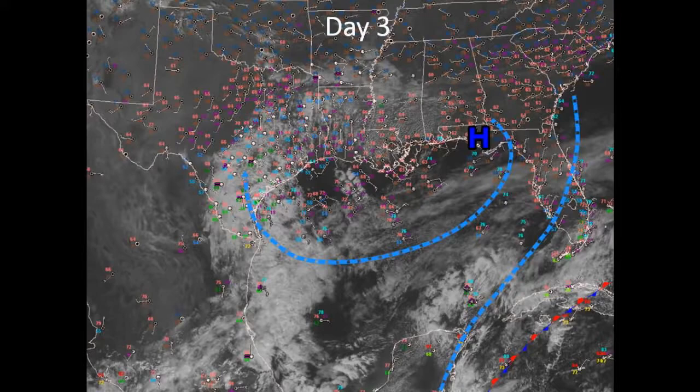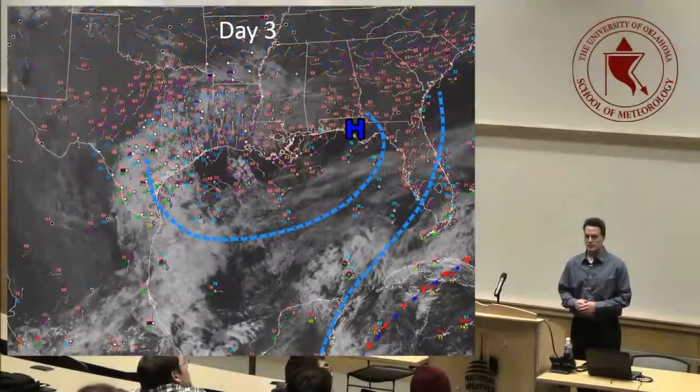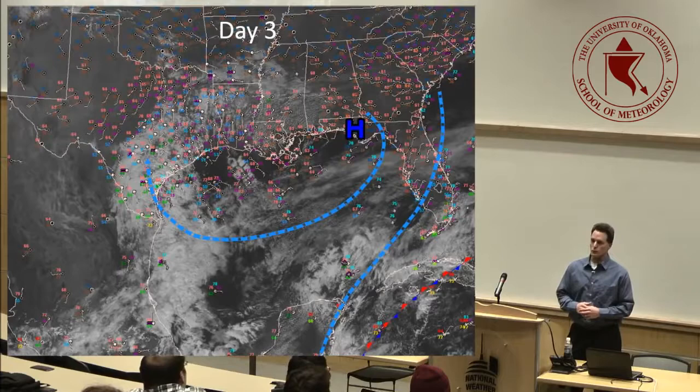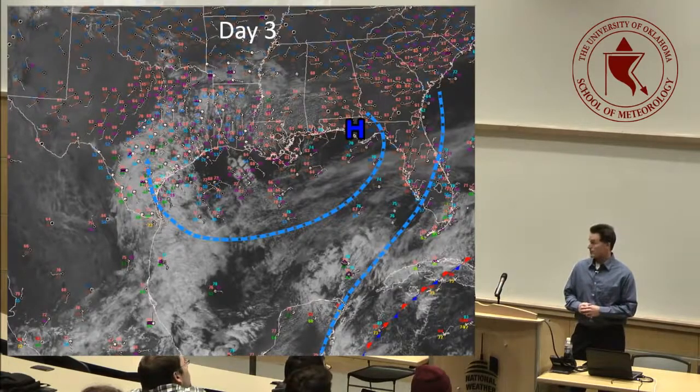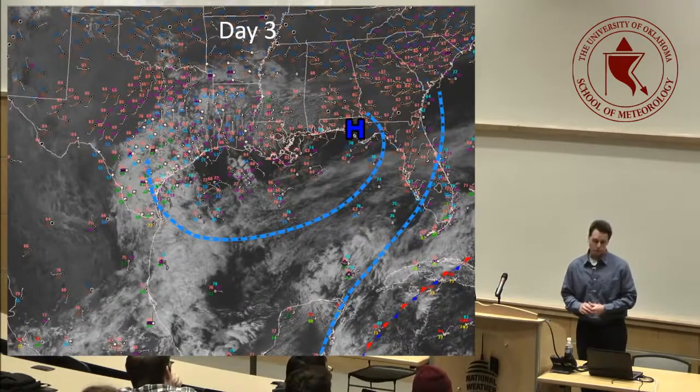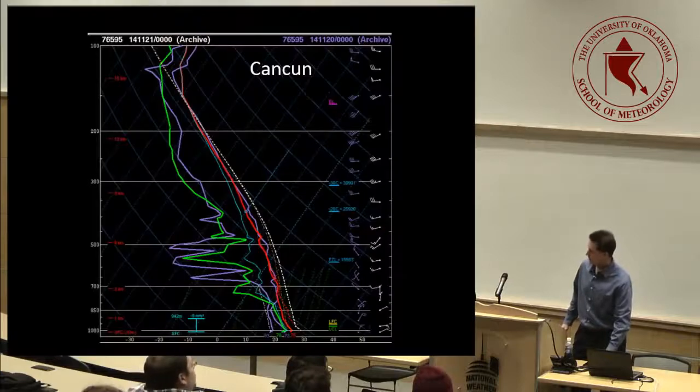Let's jump ahead another day. Same sort of thing. The high hasn't moved too much. It's sitting kind of anchored near the northeast Gulf Coast. I know it's hard to see on this screen. The greens, those are dew points in the 60s into South Texas. Again, trajectories or implied trajectories are coming mostly out of the east, so they're coming across the relatively cooler part of the Gulf Basin. We're not getting the maritime tropical air. That's still tied up down in the Northwest Caribbean. All right, let's look at the soundings.